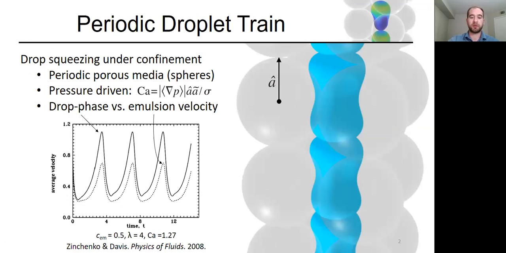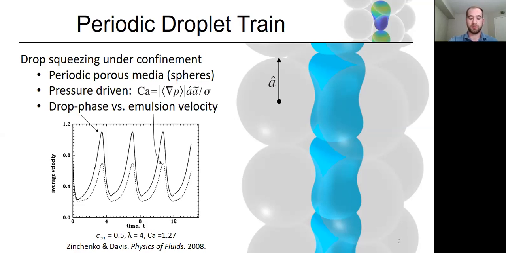So an important number here is the capillary number, which is the ratio of viscous forces to surface tension. That is shown here. The viscous forces are encapsulated by the gradient of pressure that's being imposed on the system. And a couple interesting properties here. The drop phase velocity is actually higher than the emulsion phase velocity in this system. That's because these drops are larger than the interparticle constrictions and tend to plug those constrictions and have to be forced through before the majority of the carrier fluid.